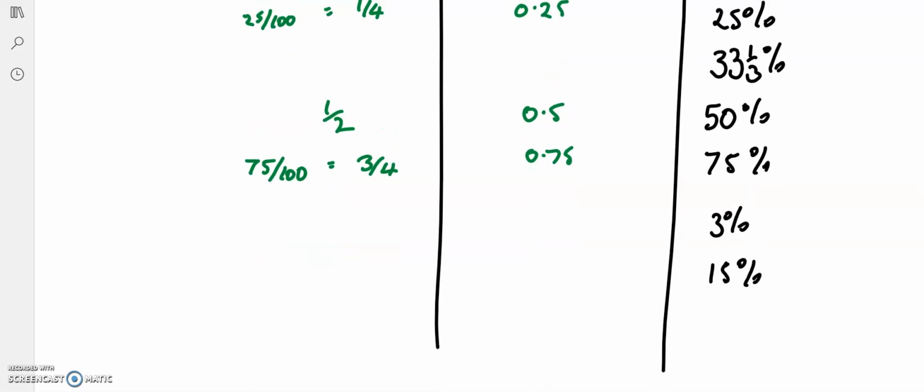3%, well 3% means 3 out of 100. And we can't divide those. Okay, so that's as simple as it can go. And if we divide 3 by 100, we're going to get 0.03. 15%, hopefully you're going to see that's going to become 0.15. 15% means 15 out of 100. But they're both in the 5 times table, so that's the same as 3/20.